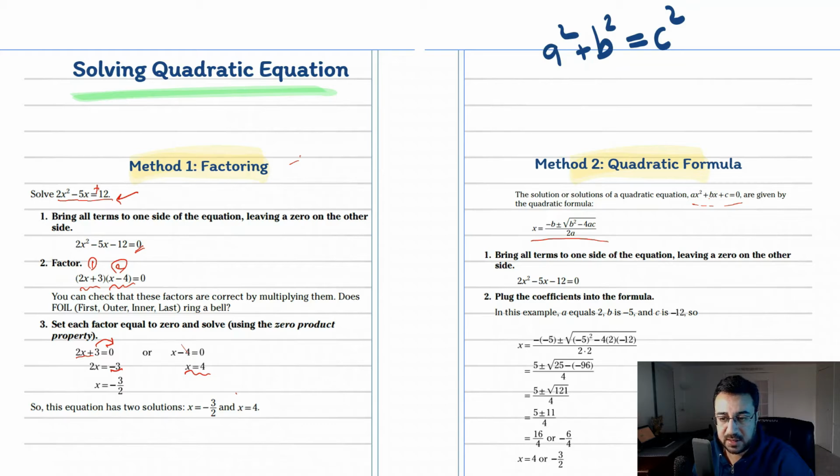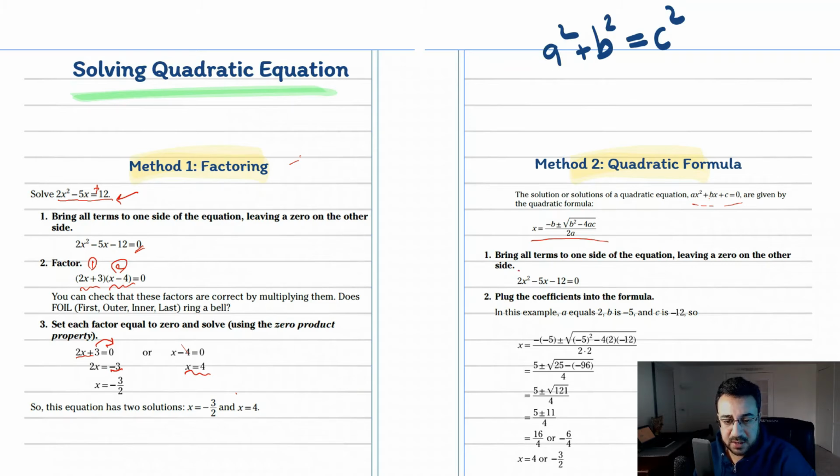So a is the factor of x squared, and c is the constant in the equation, over 2a. A is the same thing, the factor of x squared. If we want an example for that, the same example that we had previously: 2x squared minus 5x minus 12 equals 0. Now you plug the coefficients into the equation.